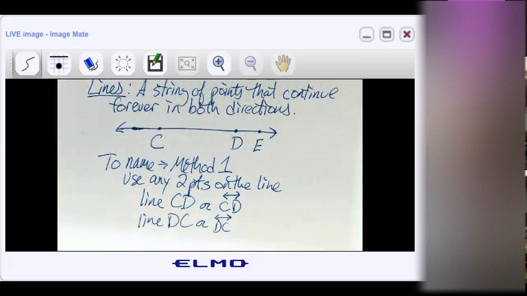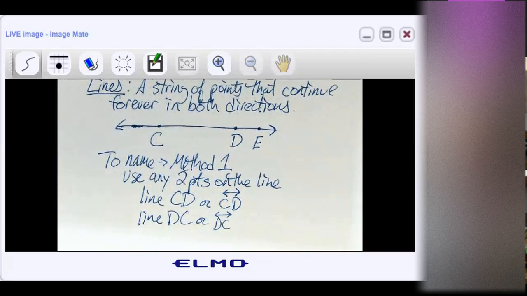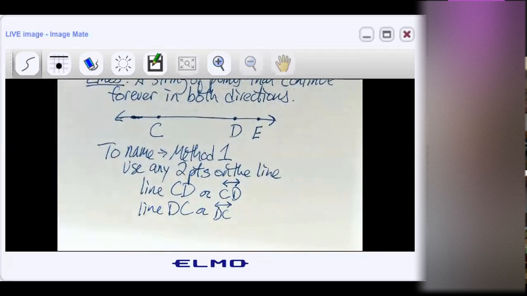Does that make sense so far? Easy enough? Okay.